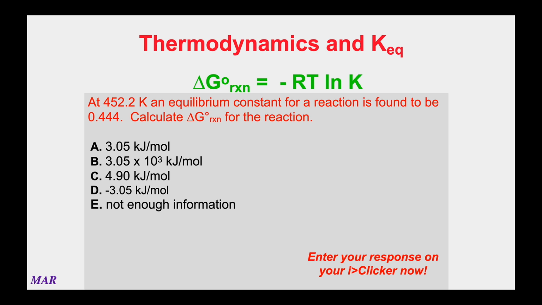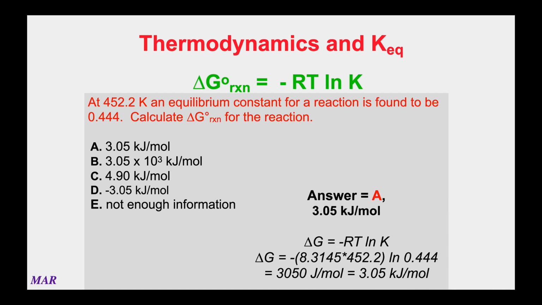But anyway, minus RT, natural log of K, is what you want to do. R is 8.3145. T is the 452.2 value. Natural log of 0.444. Make sure you don't use the log log. You will end up initially with a joule value, and notice that all of the answers there are in kilojoules. So make sure you turn your joules into kilojoules. This comes out to be answer A, positive 3.05 kilojoules.